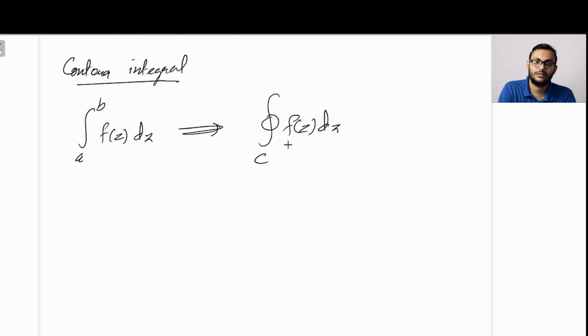We will encounter different types of contours and different types of applications of contours in the following classes. So I hope you all got my point of the basic idea of complex integration and contour integral. Now let us move on to the evaluation process of complex integrals.